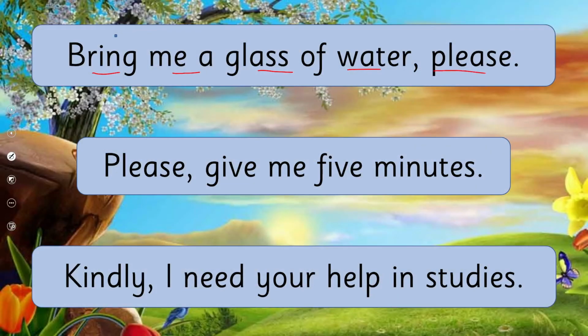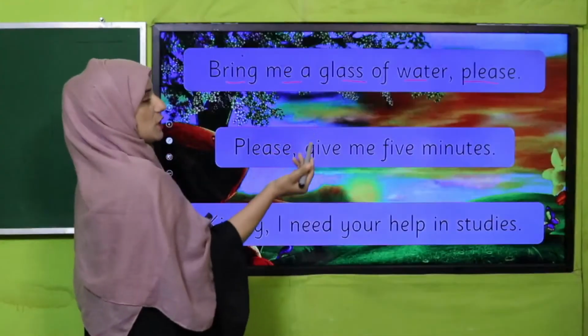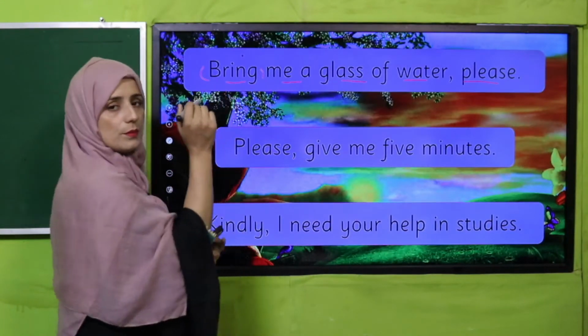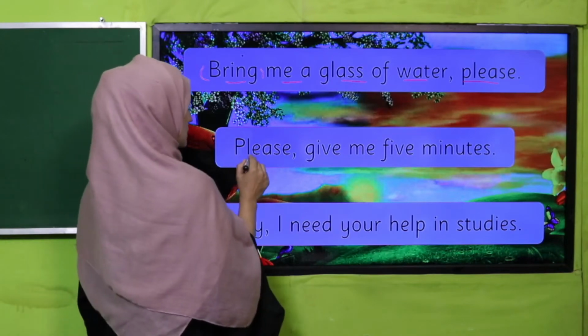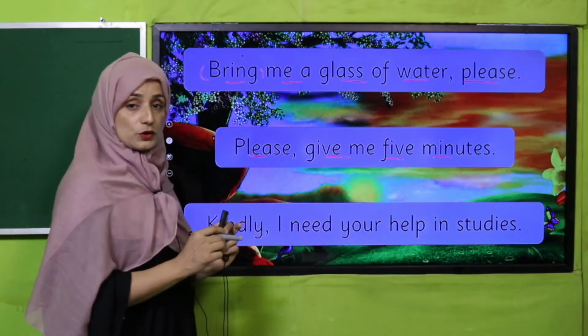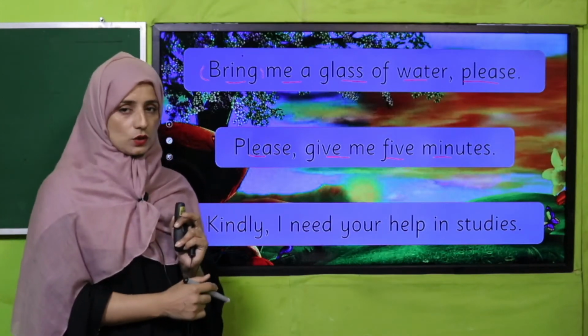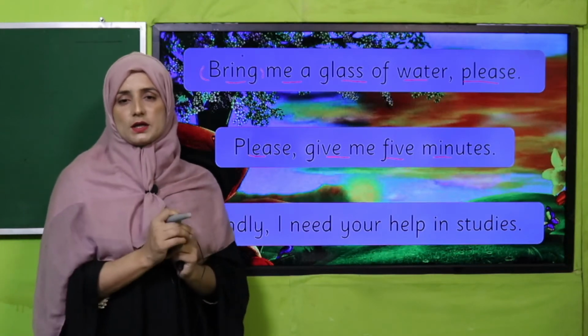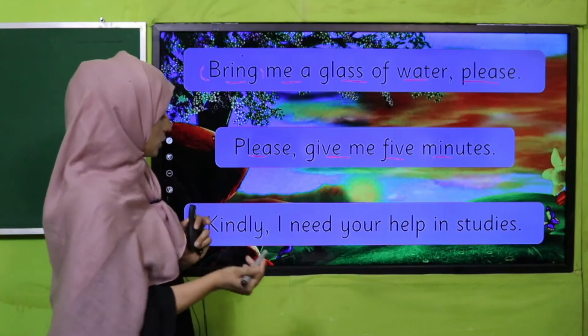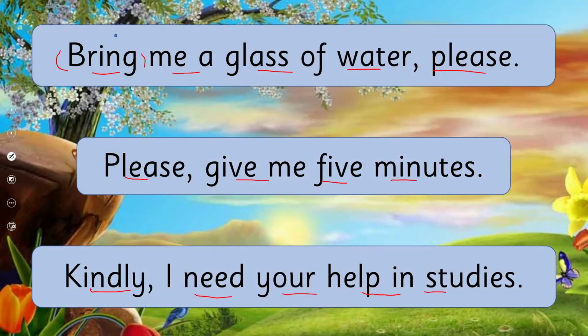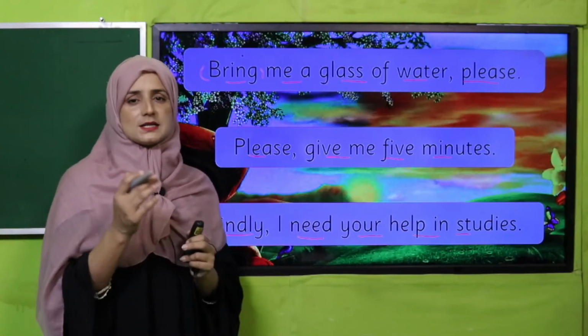Bring me a glass of water, please. So which type of sentence is this? Yes, these are requests. Making a request, and you can find that there is no subject, my dear students. Bring is a verb, and I have used the verb at the start of the sentence. Please give me 5 minutes. So this is a request, and while making a request, our accent should tell how we are making the request. You should make a request in a polite way. No need to be harsh while making a request. So keep in mind, kindly I need your help in studies. We have to make requests in a polite way, then anyone will help us.